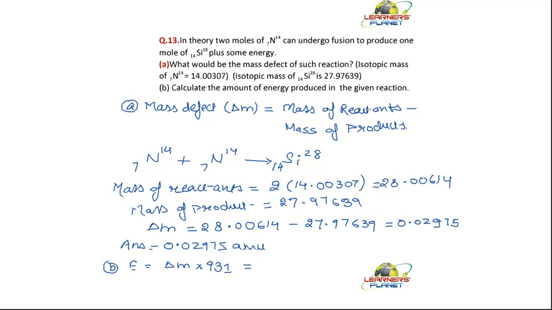And now this energy is 0.02975 multiplied by 931, and that is 27.1386. This is in mega electron volts. So what is the energy produced in the reaction? It is 27.1386 MeV. So this is the way how to find out the mass defect and the energies. Now let's take up a few more questions.